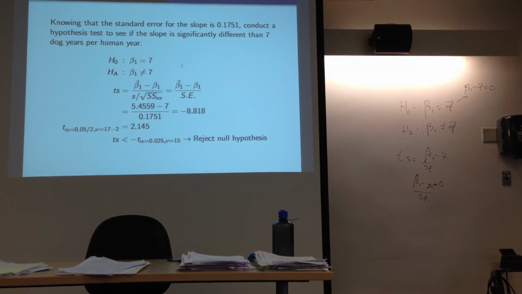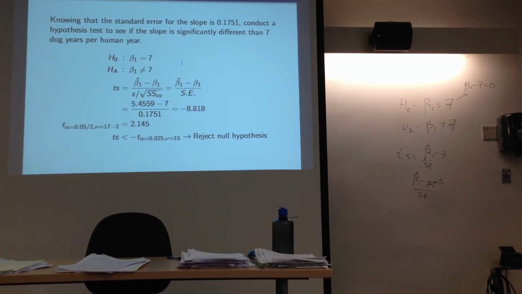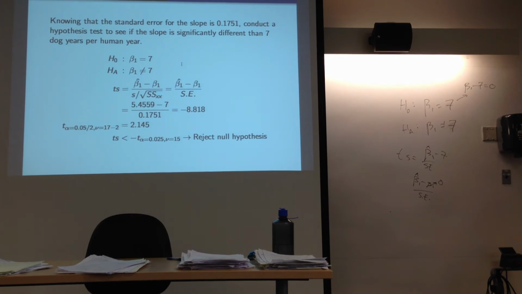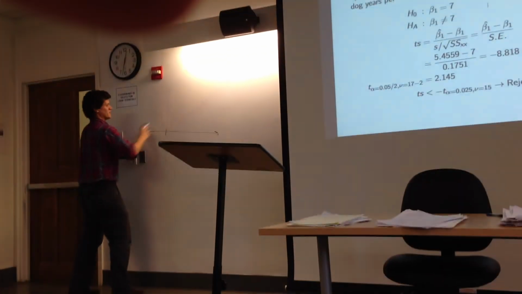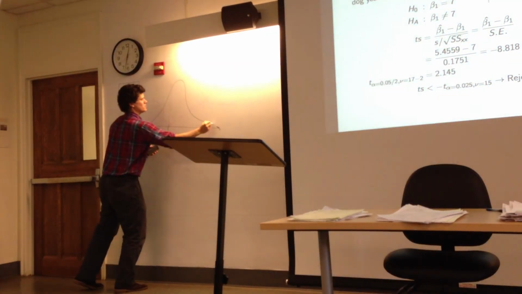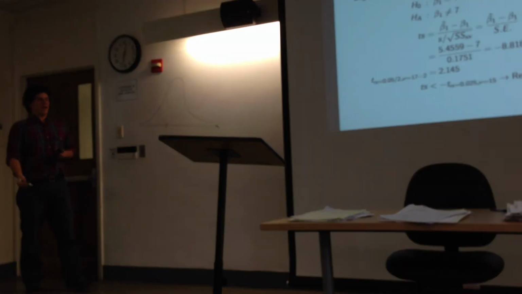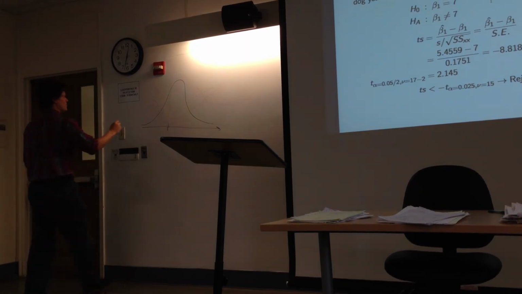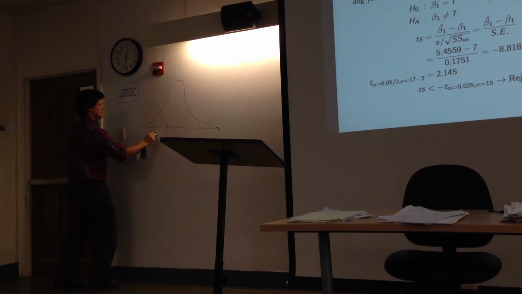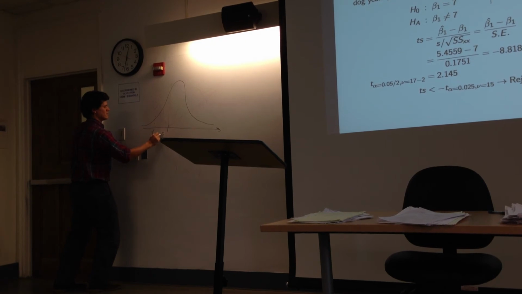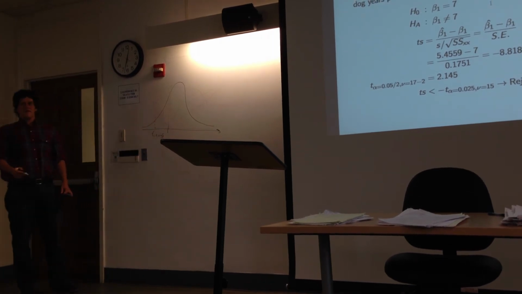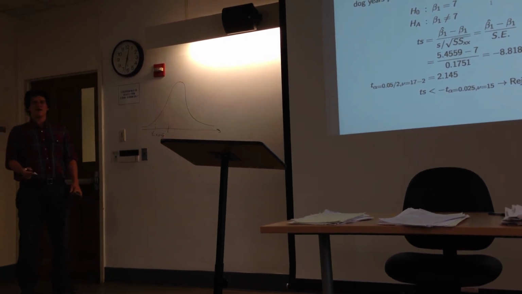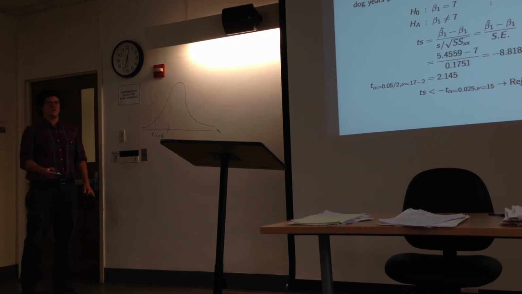So for two-tailed, we've got our t-distribution. Got our t-distribution that looks sort of like a normal distribution, right? And we calculate some test statistic, which comes out to be negative 8.8. So let's say our test statistic here is negative 8. What condition or conditions would lead to rejecting the null hypothesis?